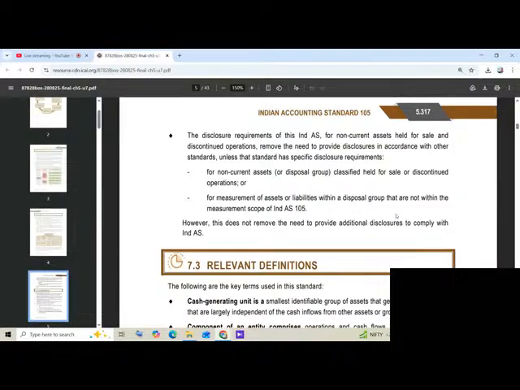The disclosure requirements of this Ind AS for non-current assets held for sale and discontinued operations remove the need to provide disclosures in accordance with other standards, unless that standard has specific disclosure requirements for non-current assets or disposal groups classified as held for sale or discontinued operations, or for measurement of assets or liabilities within a disposal group that are not within the measurement scope of Ind AS 105. However, this does not remove the need to provide additional disclosures to comply with Ind AS.